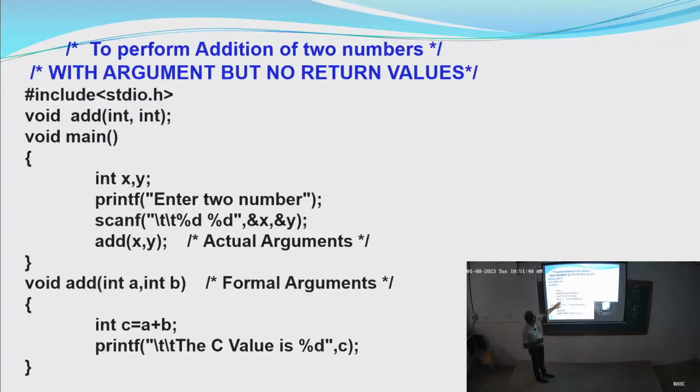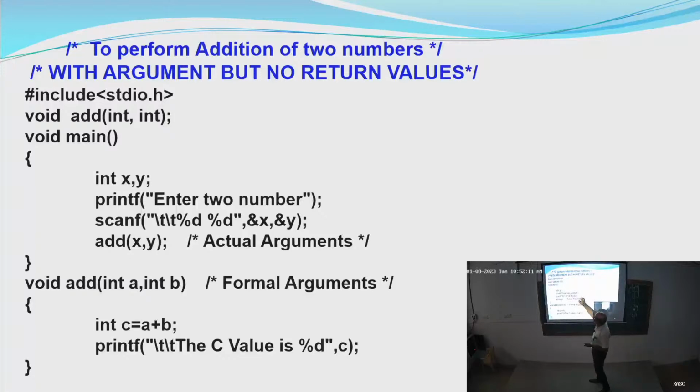These two numbers are read, and add x comma y means function calling. Here these arguments are passed to the called function. This is the calling function. Suppose I get the value x is 10 and y is 20, then the values 10 and 20 are passed to the called function. Int a means 10 and b means 20. The result will be a plus b, 10 plus 20, 30. 30 is assigned there.